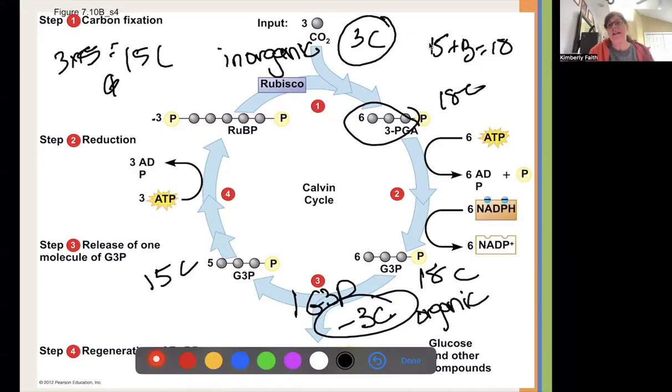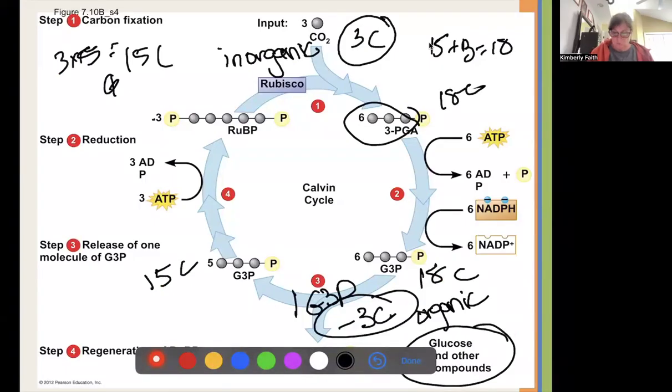Remember when we talked about organic versus inorganic? Inorganic does not have carbon and hydrogen. So CO2 is inorganic. Organic contains carbon and hydrogen. So we are what we call fixing carbon here. It's coming in inorganic, and then we're throwing those hydrogen atoms on there that we picked up from water to fix it into an organic molecule. And then you can see here, this is where we're going to make glucose.